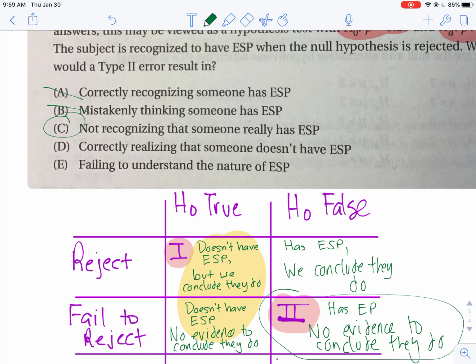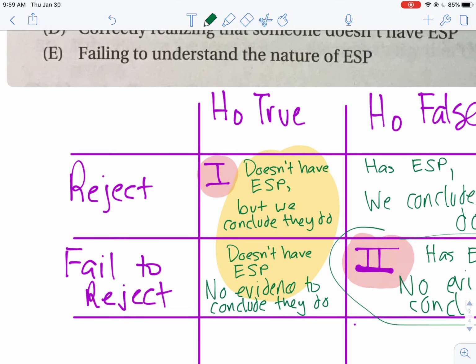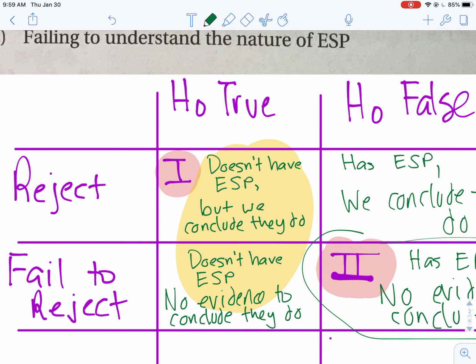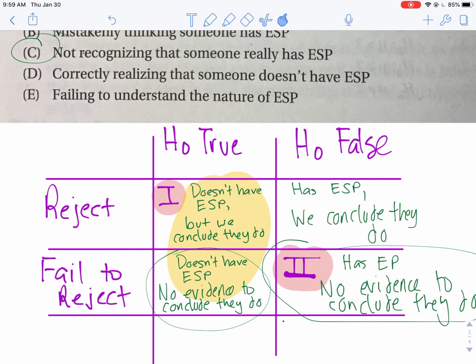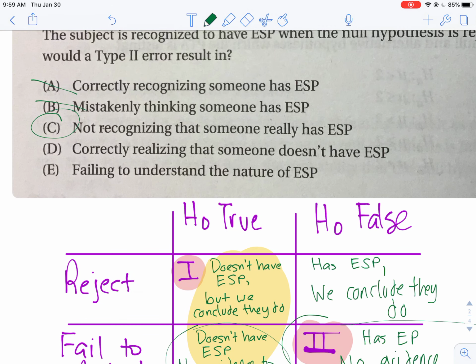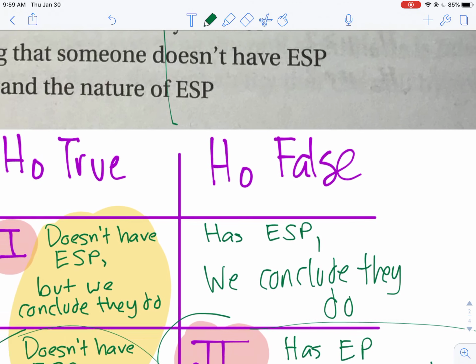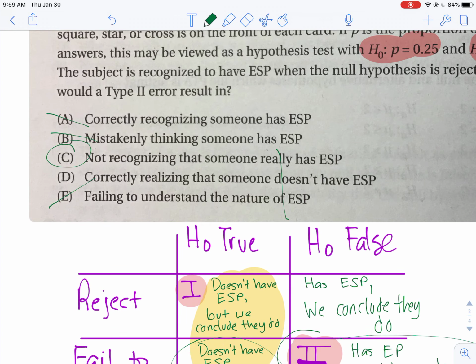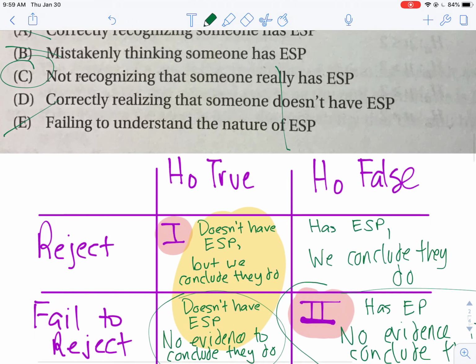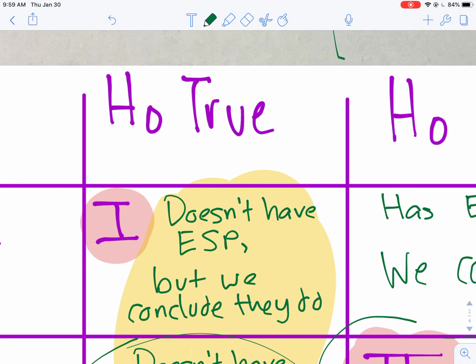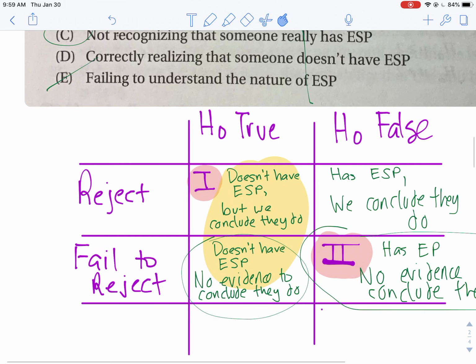Correctly realizing someone doesn't have ESP. Hey, that looks like when we fail to reject the null, and that's good. We want that. That would be right here for part C, or part D, excuse me. Failing to understand the nature of ESP, we can eliminate that. And I'm even going to go back here, correctly realizing someone has ESP. We can find that here. They have ESP, we conclude they do. B, mistakenly thinking they have ESP, that would be right here. That would be a type 1 error. Doesn't have ESP, but we conclude they do. So filling in a chart like this can help you answer a question like this.